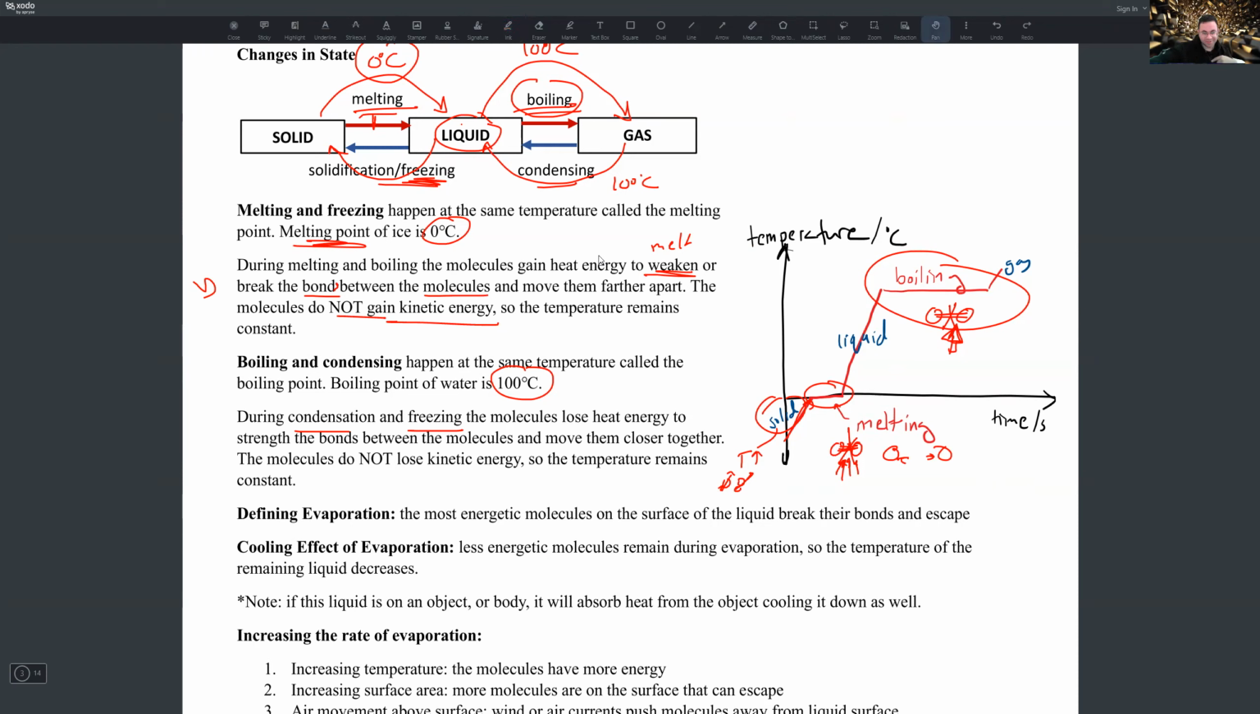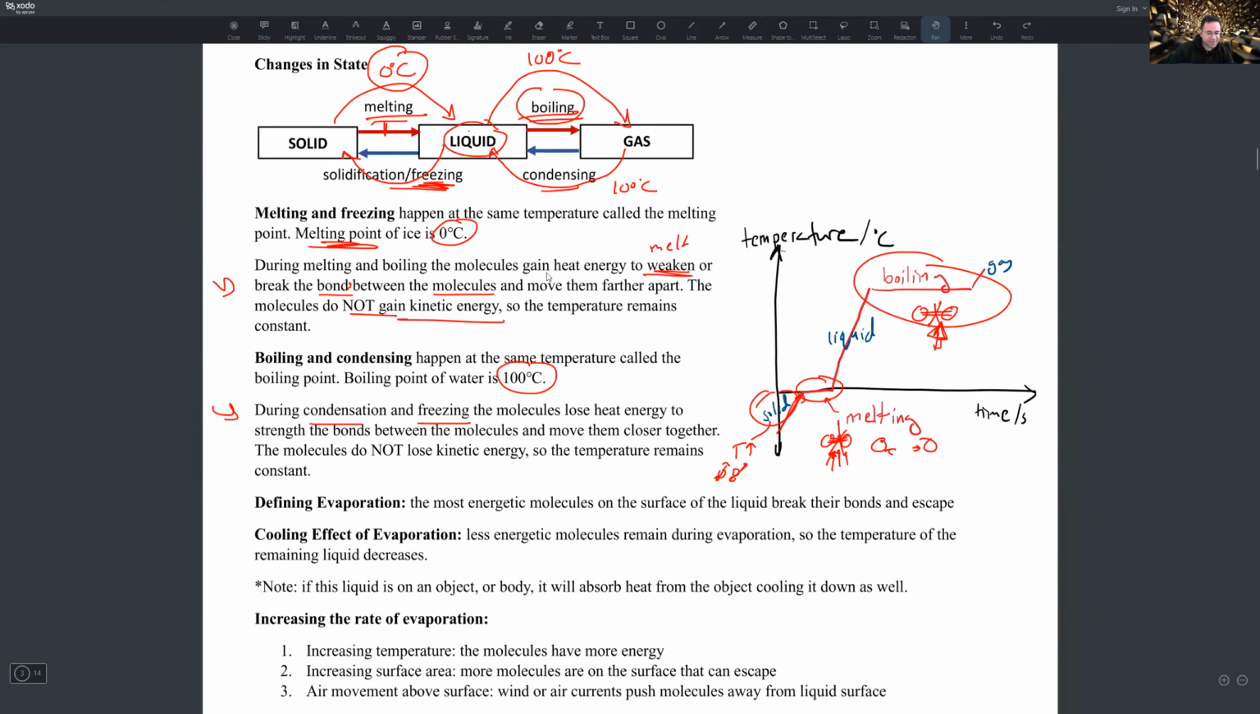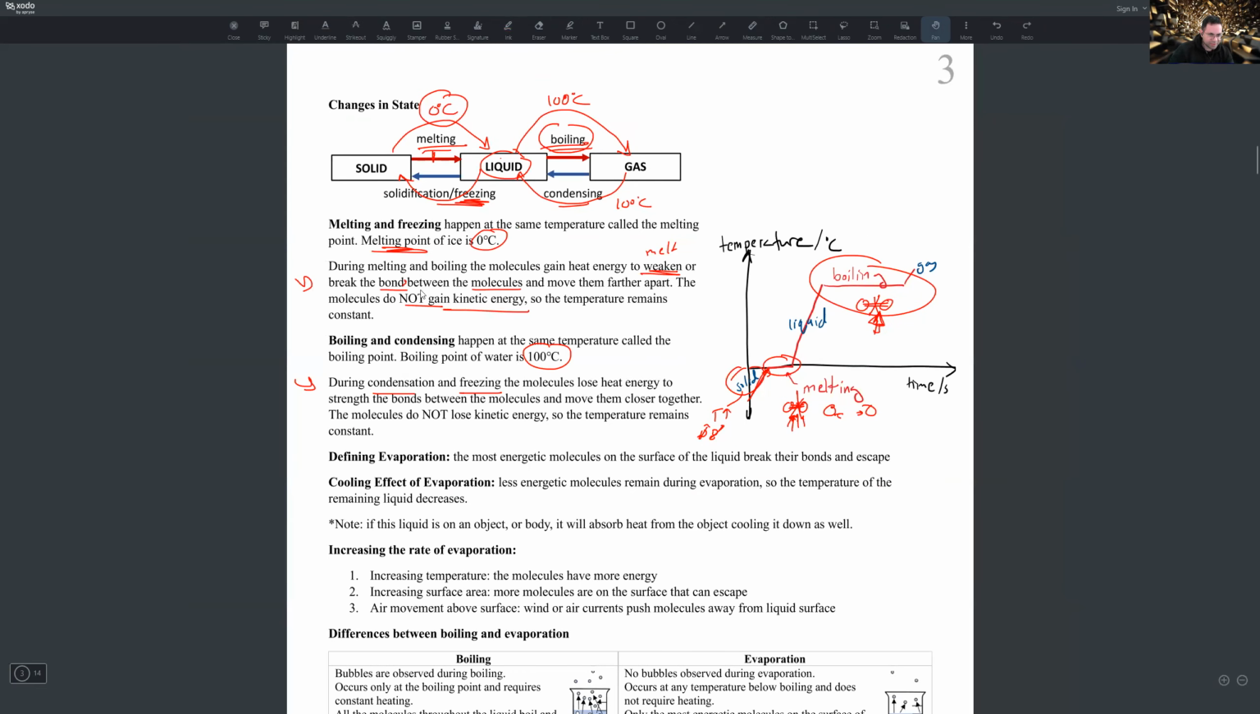Now the reverse. What happens during condensation or freezing? The molecules lose heat energy to strengthen the bonds between the molecules. How? By moving them closer to each other. Do the molecules lose kinetic energy? No, they don't. So the temperature stays constant. Okay? And that is the difference between melting and boiling, or boiling and condensation, melting and freezing.